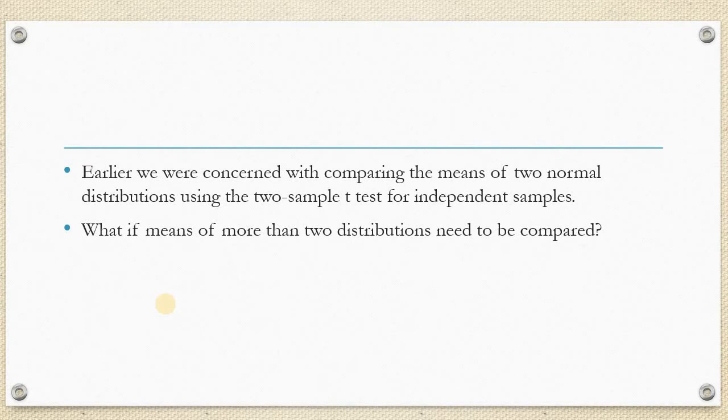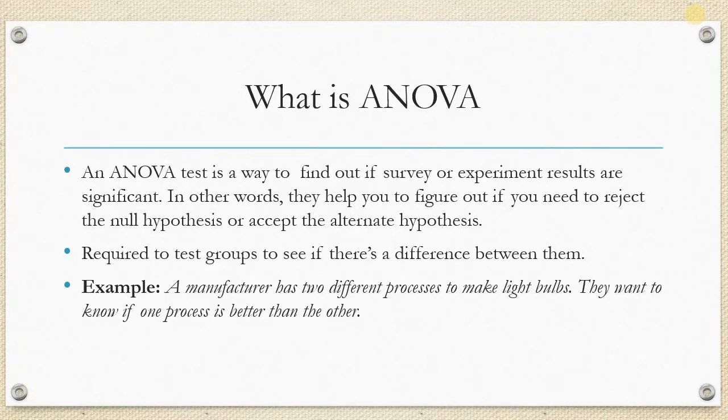If you go through the last few videos of mine on hypothesis testing, which you can find by clicking here on the I button, in that playlist we were concerned with comparing the means of two normal distributions using the t-test, or for some independent samples. Now two distributions mean two groups, two sets of samples. Now what if I have to compare the means of more than two distributions, more than two groups? There your two sample t-test is not of any help, and ANOVA will come to your rescue.